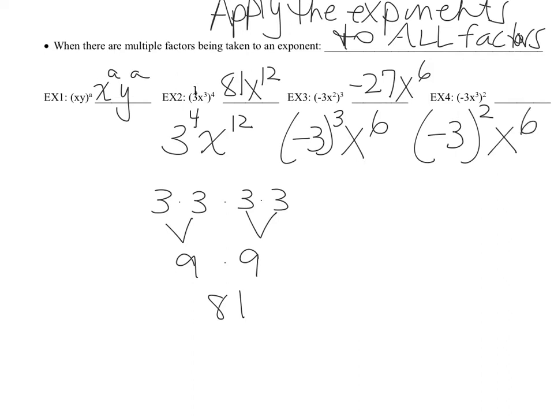So like this outside guy is coming in to everybody. This negative 3 technically has an exponent of 1. Negative 3 squared, the negative is included in that. So it's 9, x to the sixth. Negative 3 times negative 3 is positive 9.